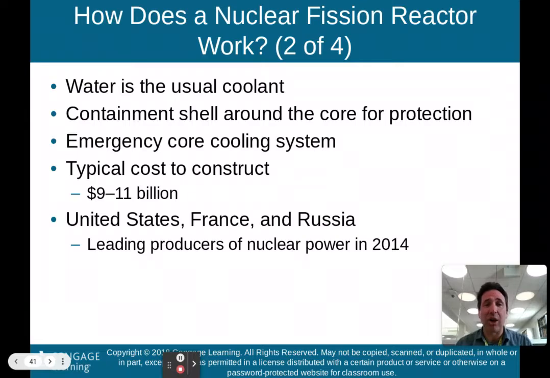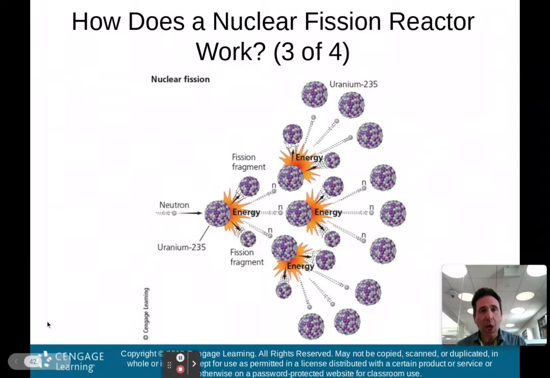United States, France, and Russia, the leading producers of nuclear power in 2014. All right, so again, how is this nuclear fission working? Basically, you have uranium-235. It is hit with a neutron that then fragments that atom into smaller atoms with less mass, basically, and that releases a lot of energy, and then that process continues on and on and on. All right, that's basically how a nuclear fission reactor works.